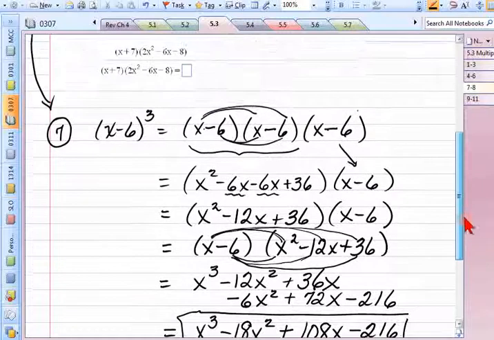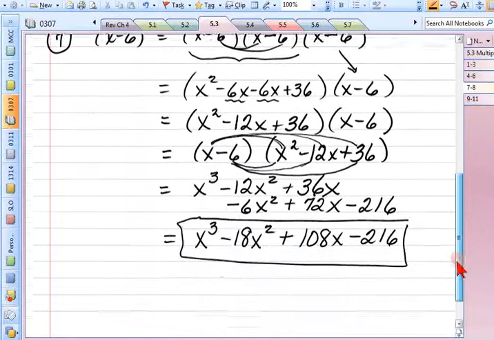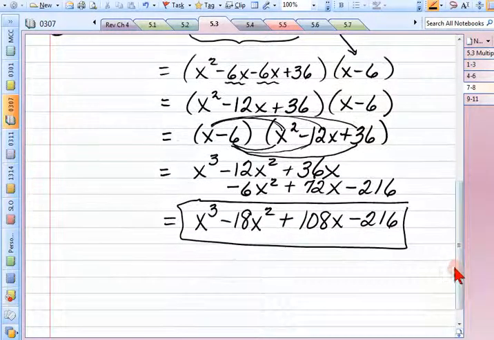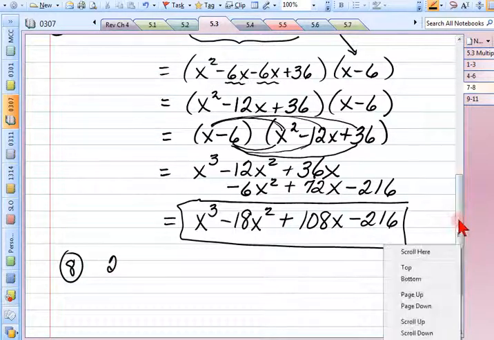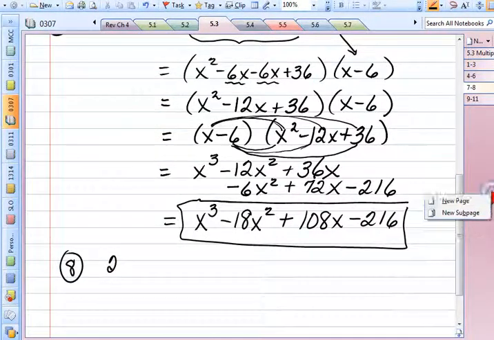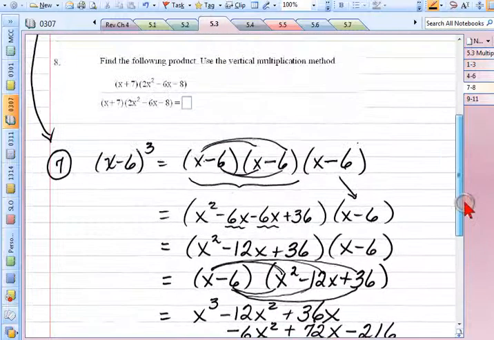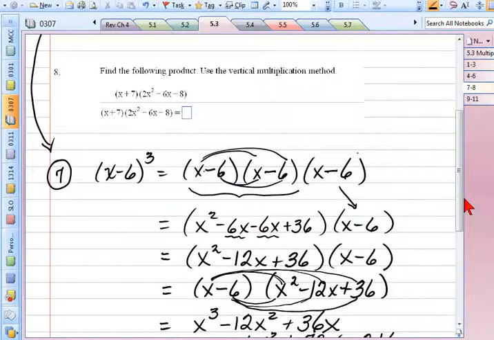All right. We're going to do problem number 8, and then that's the last one we're going to do in this lesson, even though there are some more multiplication problems, but it's just more of the same. So let me copy down number 8. And let me go back to the instructions. Problem number 8 says, find the following product, use vertical multiplication.